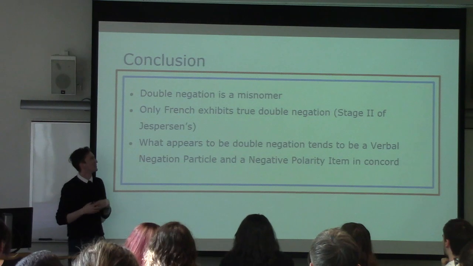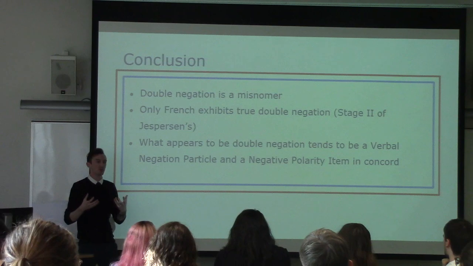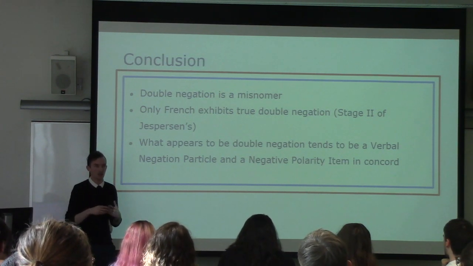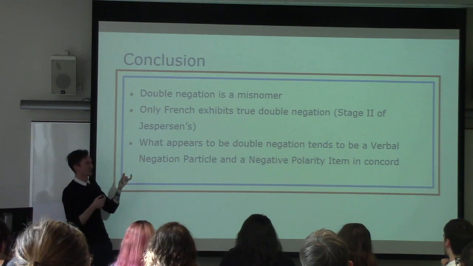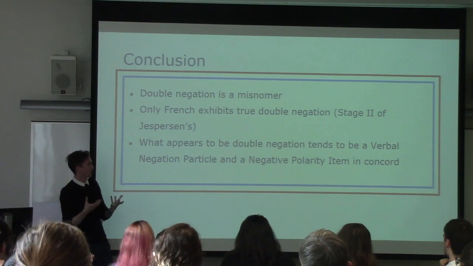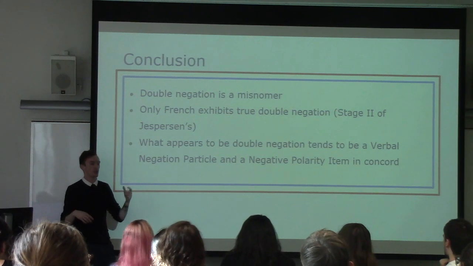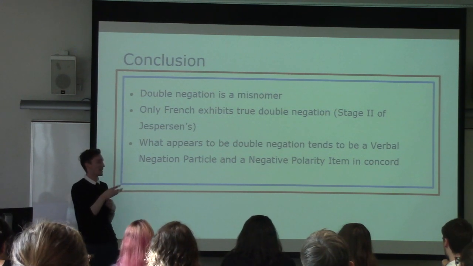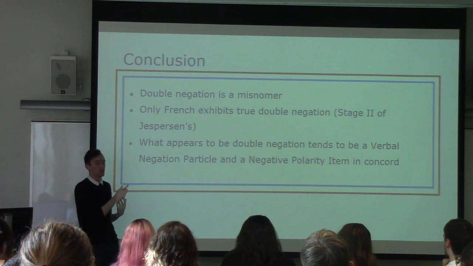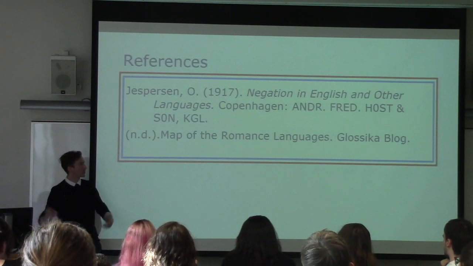In conclusion, double negation in the Romance languages is a bit of a misnomer. Really, only French expresses true double negation if we define negation according to verbal negation and by the Jespersen cycle, specifically with respect to stage 2, where a preverbal and postverbal particle are stage 2 and double negation. Really, what appears to be double negation in the literature is just concord between a verbal negational particle and a negative polarity item working together to place emphasis on a specific area, or just two negative polarity items, like we saw in Spanish and Italian. And that is my presentation on Romance.